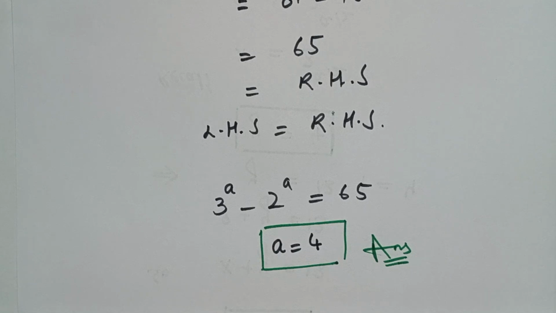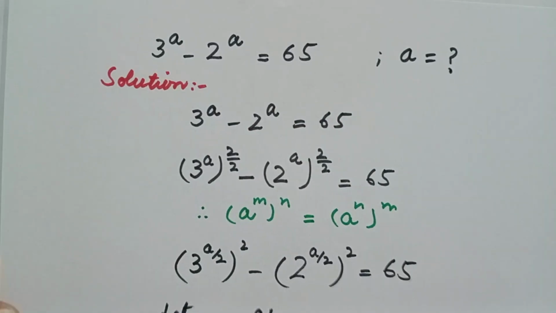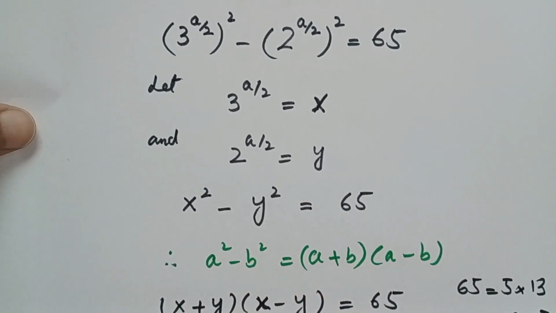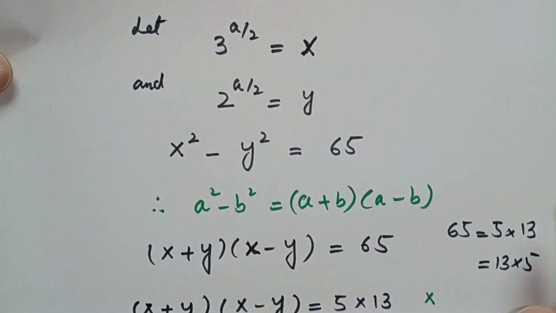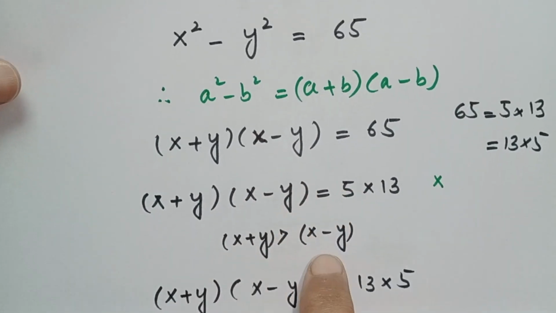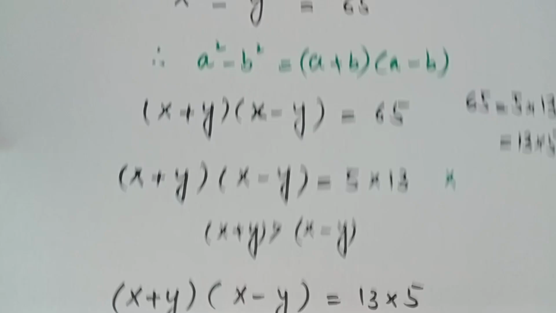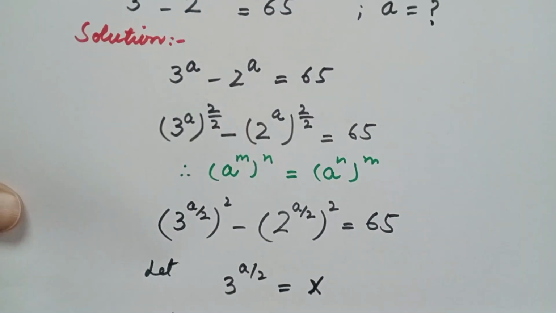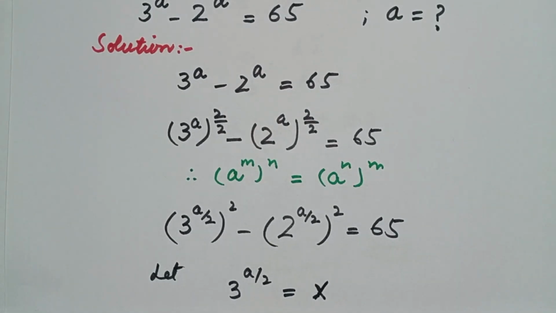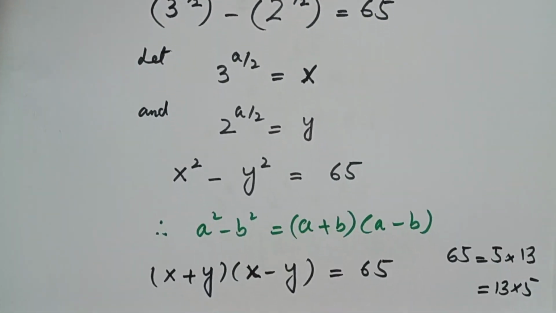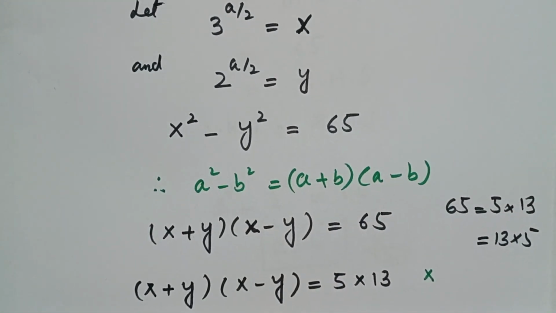Don't forget these steps. These steps are very important to solve this question. Here we used different rules, and then we made our substitution, and then we used the formula a square minus b square, and from here we used the factors. We considered two cases, and then we calculated the value of a. So it was all about this question.